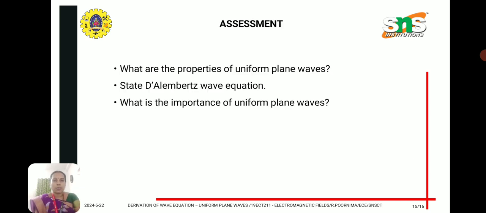So these are the assessment questions. What are the properties of uniform plane waves? The plane waves have two components E and H, which are perpendicular to each other and to the direction of propagation, and have the same value at every point. What is D'Alembert's wave equation? And what is the importance of uniform plane waves? These are all used in antennas, wireless communication and radar systems.